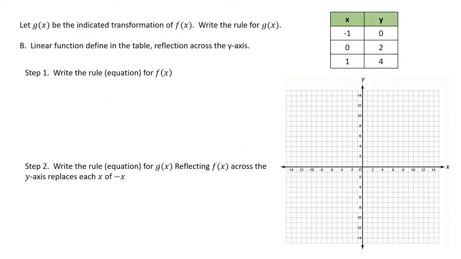Let G of x be the indicated transformation of f of x and write the rule for G of x. So same instructions. We're going to take the linear function defined in the table, so we'll have to write that out, and reflect it across the y-axis. So first of all, we have to figure out what is the equation or the rule for f of x on this problem. All right, so let's just figure that out.